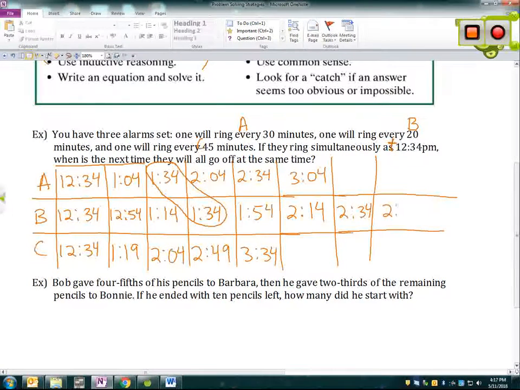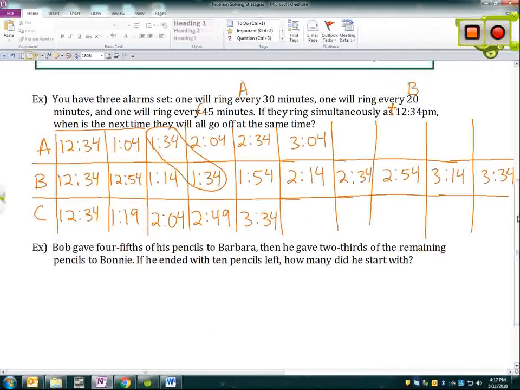So then 2:54, 3:14, which is a little further than I went before, but I am not quite there with alarm C, but I see now that I have another overlap with the 3:34 for alarm B and C. Okay, so alarm B and C are both going off at 3:34 p.m. Let's hop back to alarm A and see if it also goes off at 3:34.